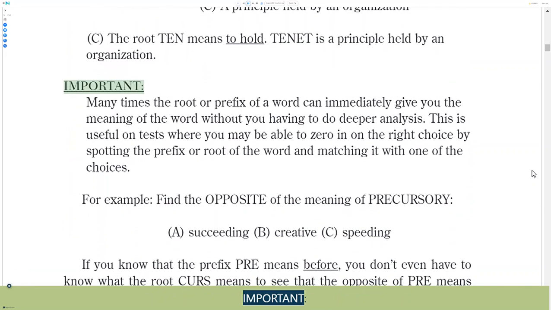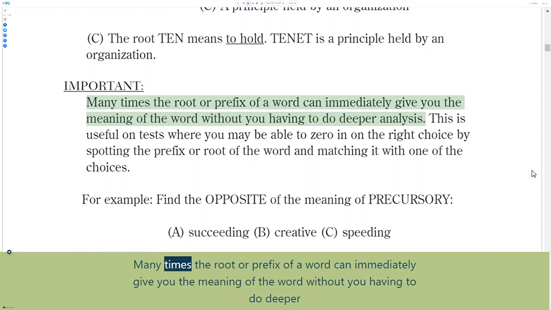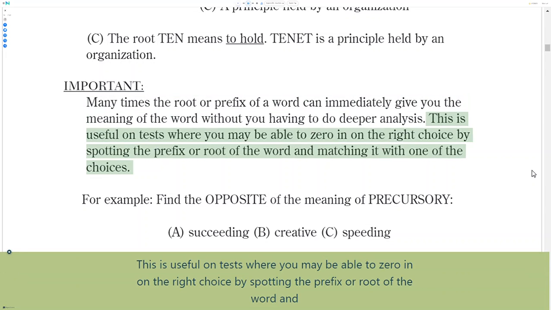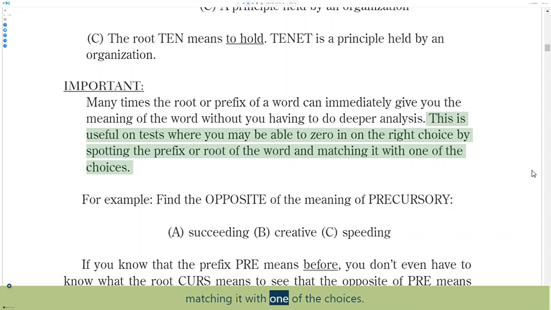Important. Many times the root or prefix of a word can immediately give you the meaning of the word, without you having to do deeper analysis. This is useful on tests where you may be able to zero in on the right choice by spotting the prefix, or root of the word, and matching it with one of the choices.